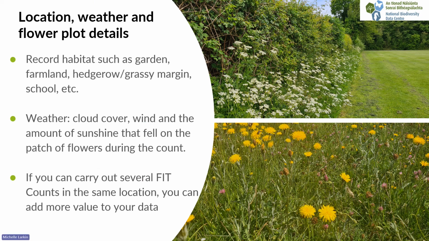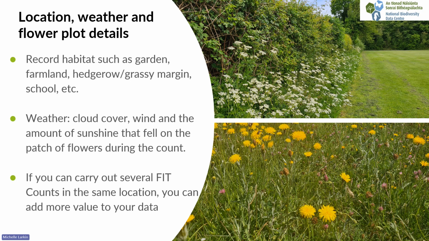So your 10 minutes are done. Hooray. The next thing we'd ask you to do is record your habitat. Is it a garden, farmland, hedgerow? We have a list of different habitats, but if where you're doing your FIT Count doesn't fall under any of those habitats, we do have an other category, and you just type in your habitat type. For example, grey dune, or wet grasslands.